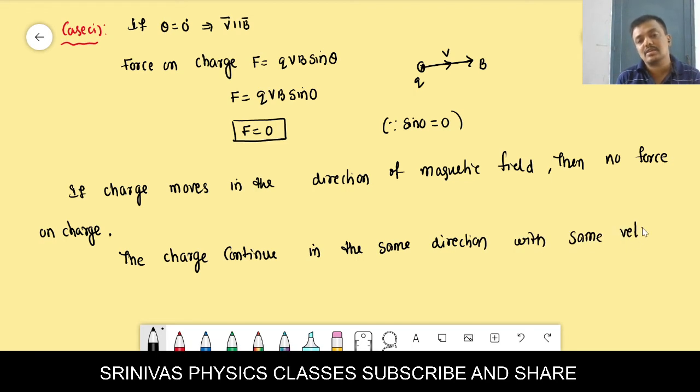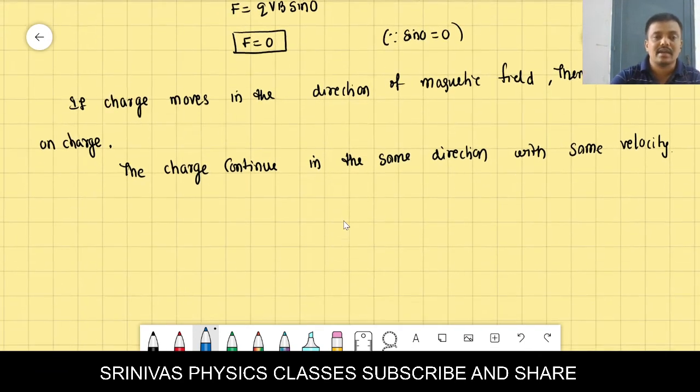No change in velocity because no force, no change in direction of motion because no force. This is the thing. Clear? Any doubt in this? This is the case when velocity is parallel to magnetic field, when angle is 0.